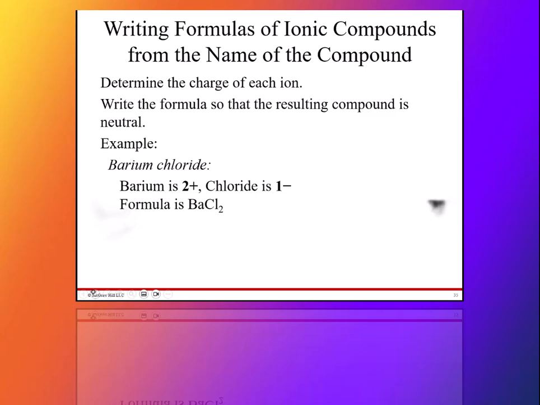All right, so the next thing is writing the formulas. You're given the charges, you have to write the formula. So instead of giving the formula and writing the name, here we're going to be given the name and you write the formula. In this case, barium is 2 positive, chloride is -1. You need 2 chlorides to go with every barium, so it's BaCl2.